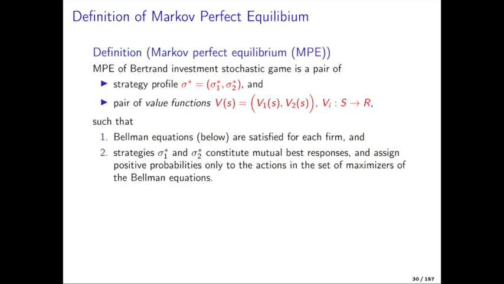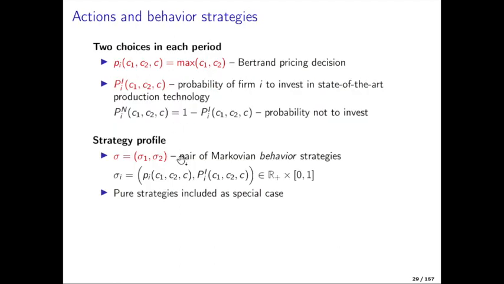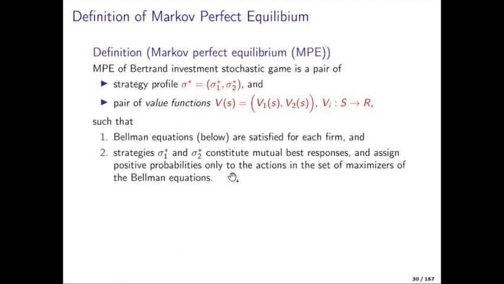Okay, so here is the Markov perfect equilibrium. The definition, for the Bertrand investment stochastic game, is a pair of strategy profiles for both firms and a pair of value functions for both firms. The strategy profiles, which consist of pricing and investment probabilities, or investment policy functions, are such that the Bellman equations that I'm going to show you are satisfied for each firm, that is, Bellman optimality, and such that the strategy profiles constitute mutual best responses and assign positive probabilities to the actions in the set of maximizers of the Bellman equations. This is just like we had last time: the Bellman optimality and the Bayesian-Nash equilibrium conditions that constitute the mutual best responses.